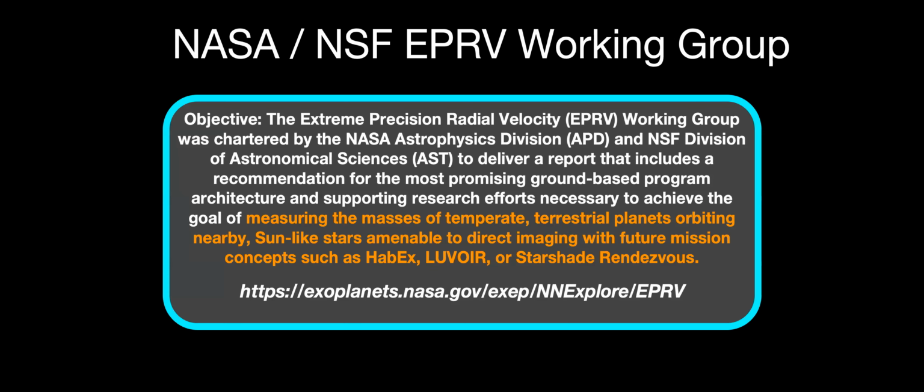In response, the NASA and NSF working group was formed, and our objective is described here, but the important part is that we were to deliver a report that includes a recommendation for the most promising ground-based programs and accompanying research efforts necessary to achieve this goal of measuring temperate terrestrial planet masses for planets orbiting stars that are amenable to both RVs and future direct imaging by mission concepts like HabEx, LUVOIR, or Starshade Rendezvous.